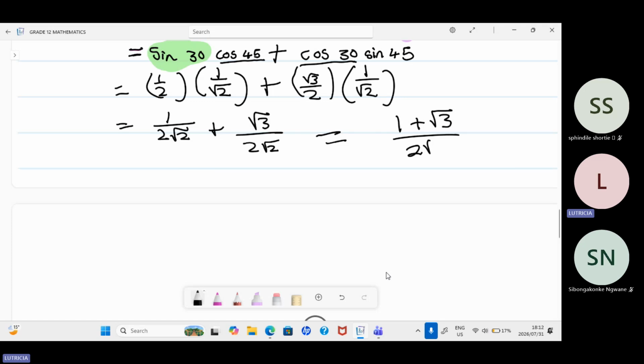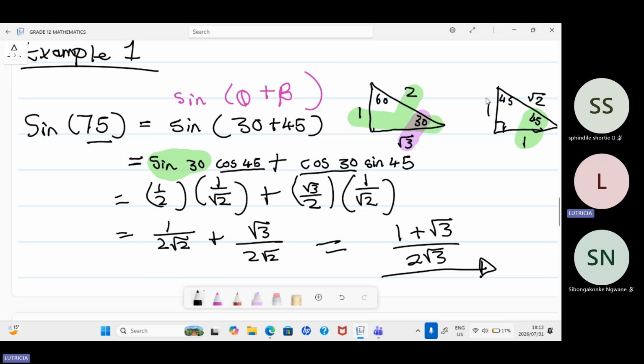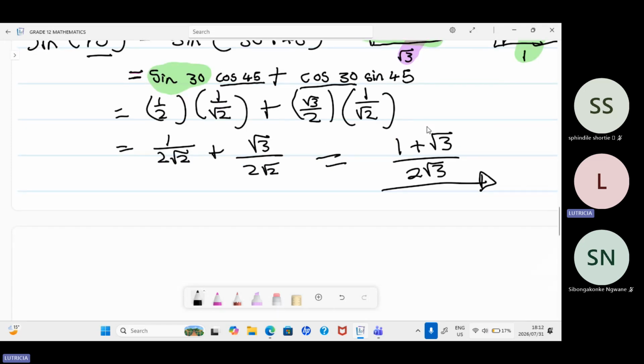And that will be our answer. Did you understand? Yes, I did. Okay, and then just to confirm, we can press it on our calculators. You can type sine 75. I'll just type it for us, just to also make sure that I didn't make a mistake.